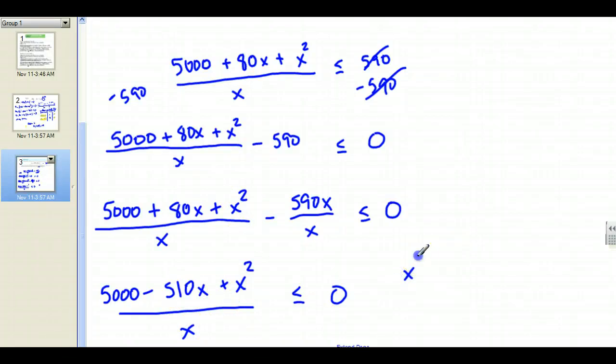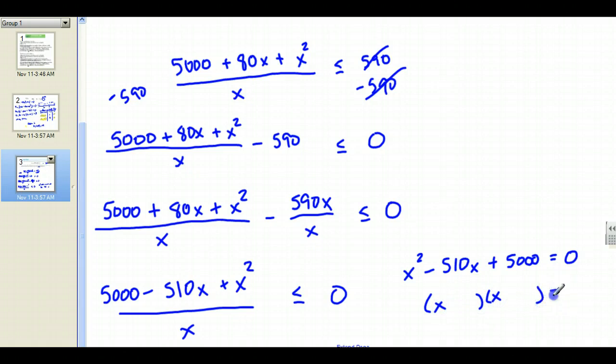So let's set the top, and again I'm rewriting in descending order. x squared minus 510x plus 5,000 equal to 0. And again, I'm going to need two negative numbers. It's going to be minus 500 and minus 10. So x equals 500 or x equals 10.